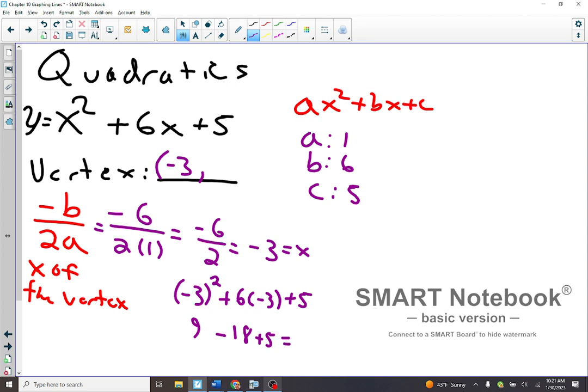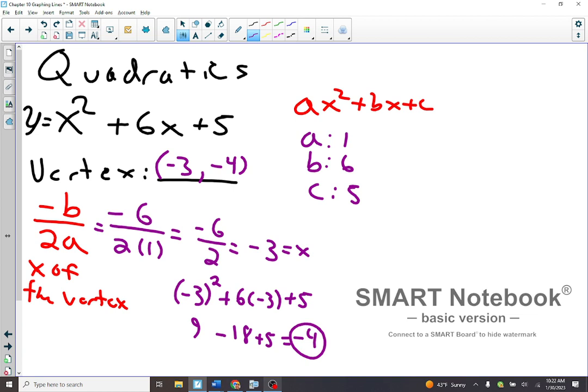Where'd you get 9 from? 100 push-ups. Negative 3 to the second. So it's going to be negative 4. Actually, I can do 1. So your vertex would be negative 3, negative 4. Perfect. Your vertex would be negative 3, negative 4. And then you just graph that.